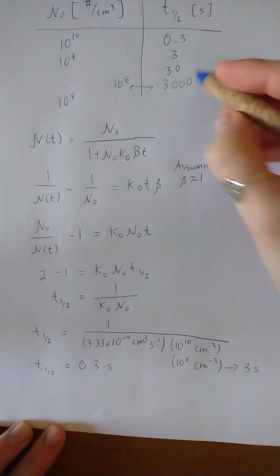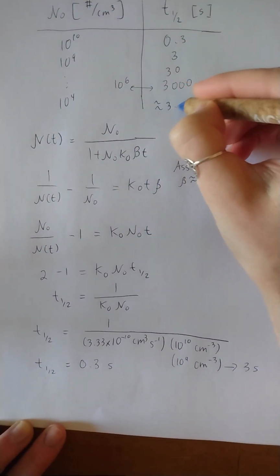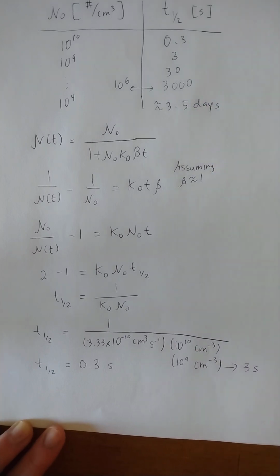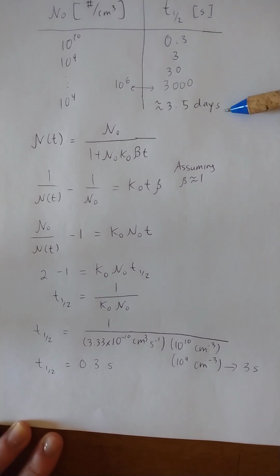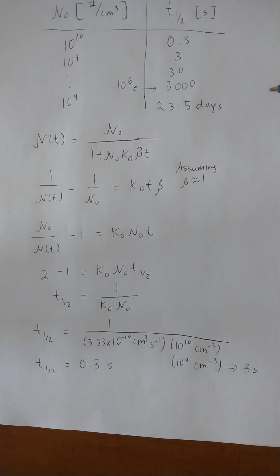And by 10 to the 4th, we get that it takes about 3.5 days for the aerosol concentration to be reduced by a factor of 2. So all the way from less than a second at the very highest number concentration to 3.5 days for the lowest number concentration. So this is, again, that idea that the rate at which coagulation proceeds is proportional to the number concentration. Another way of saying that is that the reduction in the aerosol number is proportional to that aerosol number. So the more particles I have, the faster their number is going to be reduced by coagulation.